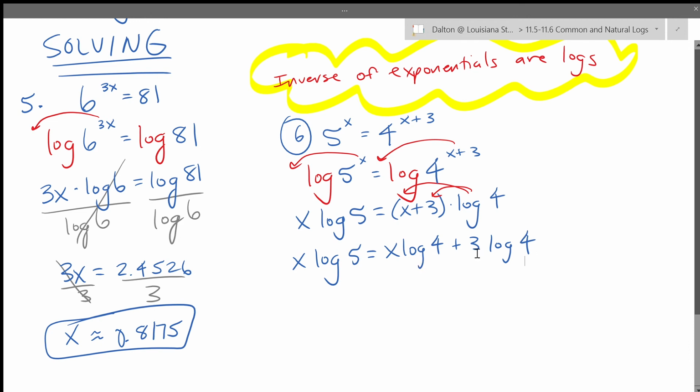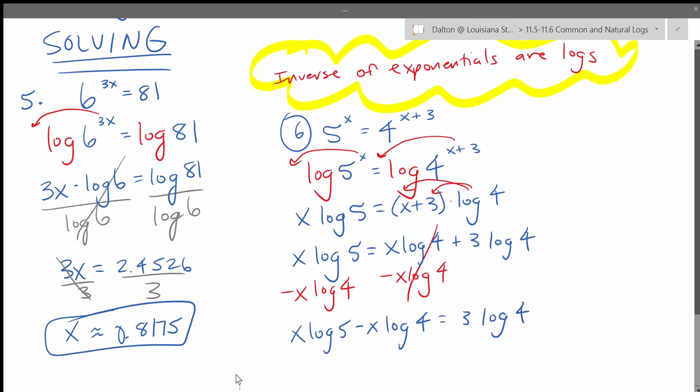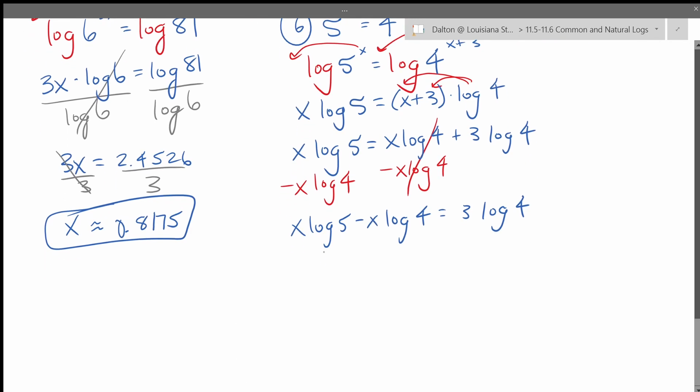And then we can say, okay, well, this term no longer has an x. This one does. So let me move all my terms that do have an x to the other side. So I'm going to subtract x times the log of 4 from both sides, which then gets me to x times the log of 5 minus x times the log of 4 is equal to 3 times the log of 4. And then we can isolate x by factoring it out of both of these terms. So if I factor out an x, I'm left with the log of 5 minus the log of 4 equals 3 times the log of 4.